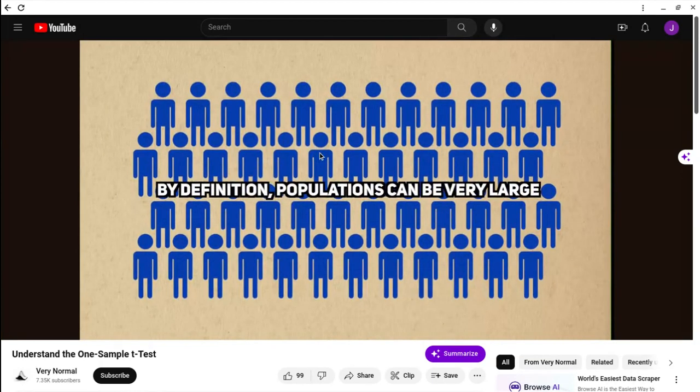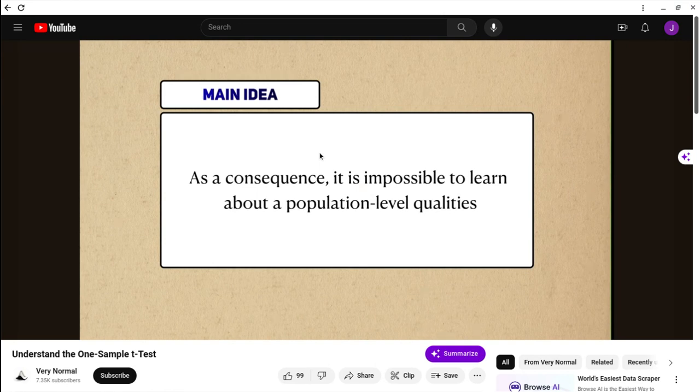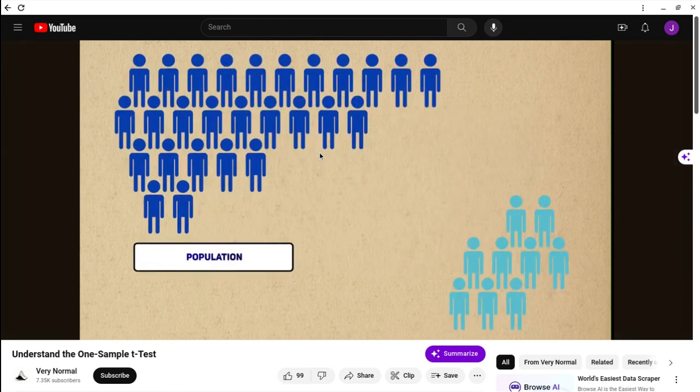One of the bigger problems is that if we wanted to study these populations, it would be pretty hard, if not impossible, to gather data from everyone in these populations. By extension, we won't be able to usually learn characteristics or qualities about this population. Instead, we usually collect data from a small subset of the population, which we call a sample.